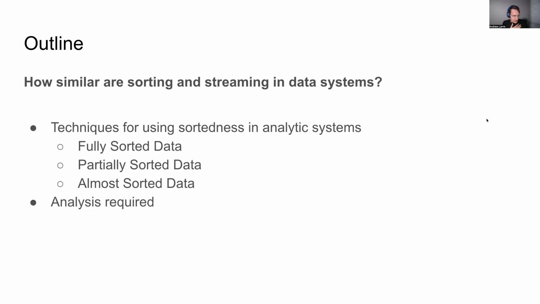I basically wanted to describe three levels of techniques. The first is when the data is fully sorted. Then when the data is partially sorted, I'll explain what that means as typically a prefix of the sort order. And then I want to talk about some work we've been doing recently about when the data is almost sorted. So it's not completely sorted, but still taking advantage of that. And I'll also touch a little bit on the analysis required to take advantage of this sortedness.